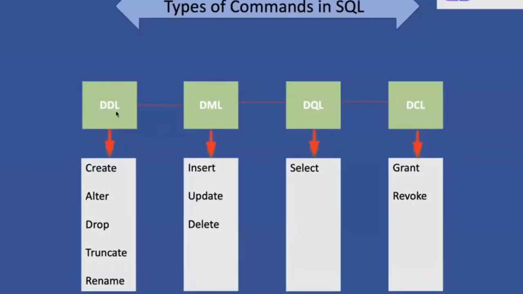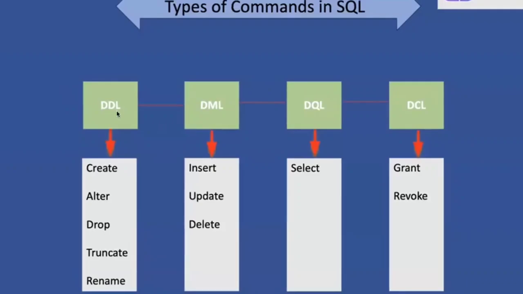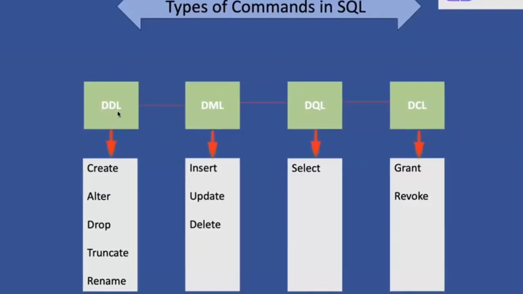DDL stands for data definition language. Earlier I explained there is a concept of a table. A table will have rows and columns. Columns are like the attributes and properties specifically.